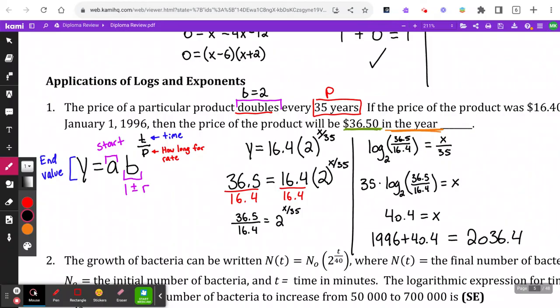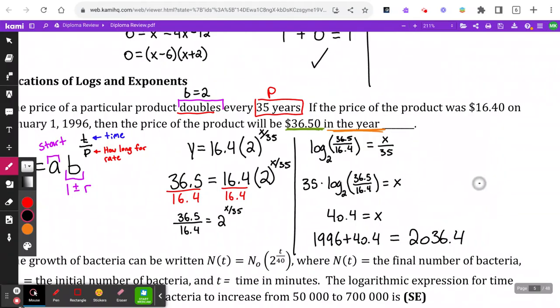Because they started on January 1st, that means the start of the year. So when I went 40 years in the future, that would be January 1st, 2036. Now you're 0.4 of the way through that year, but you have not completed the year 2036. So when it says what year does it happen, it happens in 2036. It would just now be like April instead of January 1st, but it's still in the year 2036.